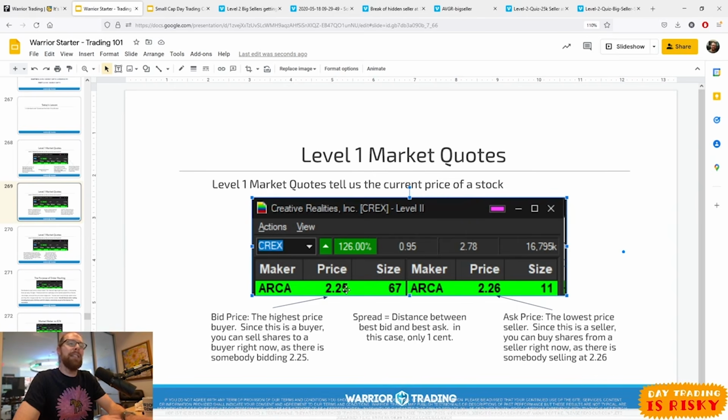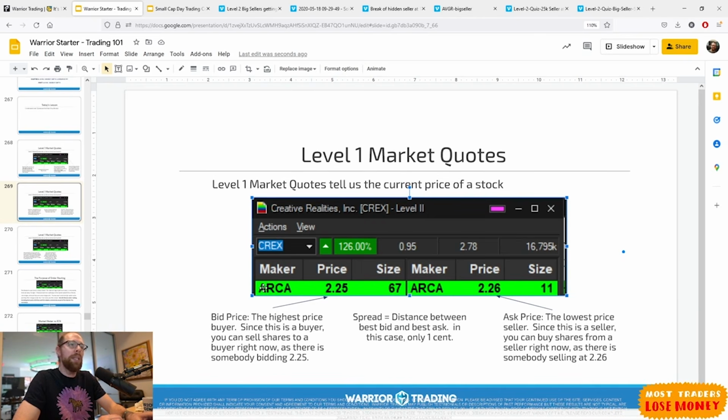The bid is the highest price that buyers are willing to pay. And when we look at it on the level 2, we can see the price and the number of shares that they want to buy. In this case, it's 6,700. We always add 2 zeros. And we can see the market maker that they're using to execute their order.